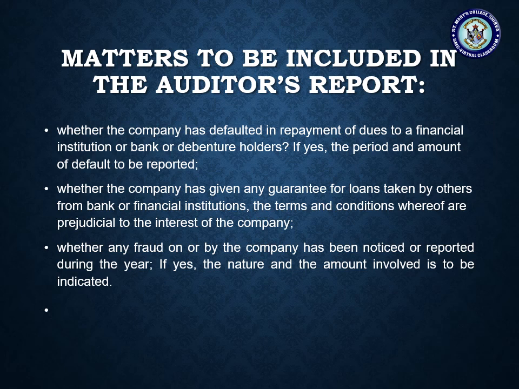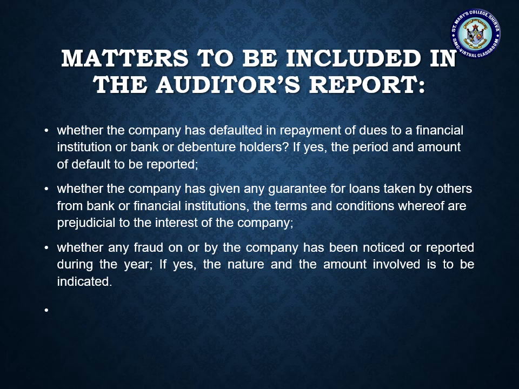Also, whether the company has defaulted in repayment of the dues to a financial institution. So dues that need to be paid, whether the company has defaulted, in the sense whether they have not paid any dues to any of the institutions or banks or debenture holders, and if they have not paid, from which period they have not paid, and what is the total amount of the default payment. Okay, that should be known to the auditor.